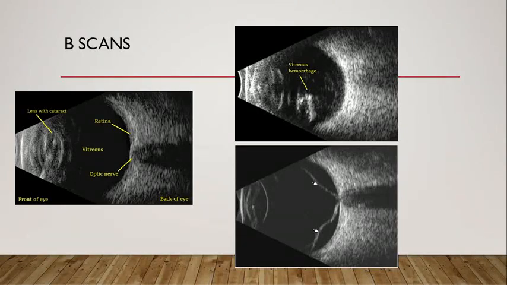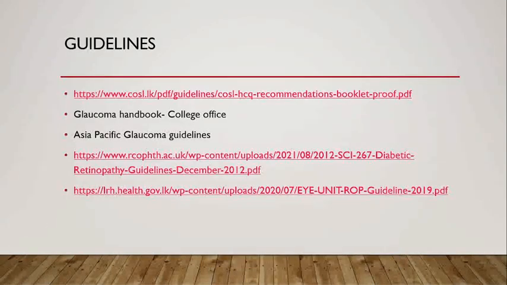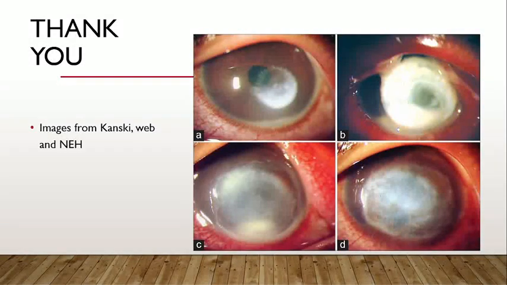B scans are kind of ultrasonic scans where you can visualize the retina and optic nerve. You can diagnose vitreous hemorrhage and melanomas. So when the patient doesn't see, before going on to cataract surgery, sometimes we do a B scan just to make sure the rest of the anatomy is all right. There are some guidelines, and the images were taken from the web and CanScape.